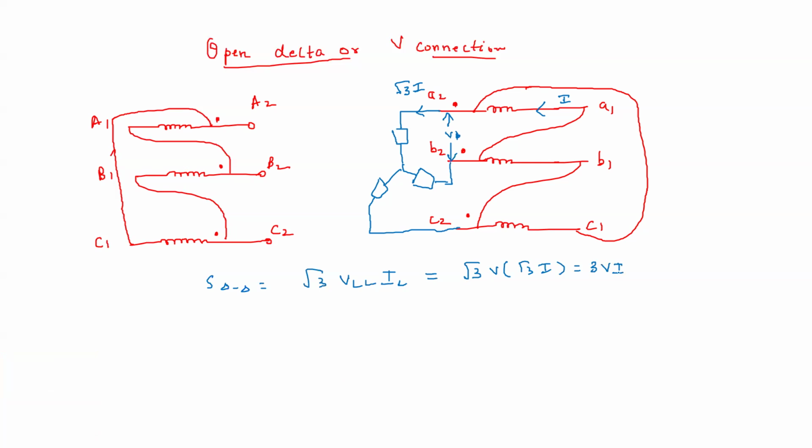Now let us see what happens in the open delta connection. So in the open delta connection, how it comes out, let us draw. So here what we do, we remove one winding. So let us see how it looks like. Here it is like this. This is C2.